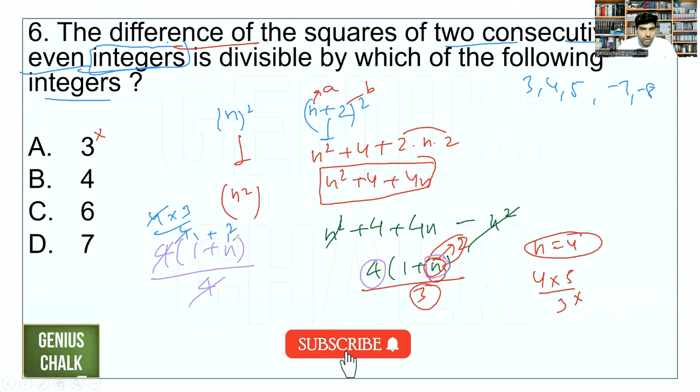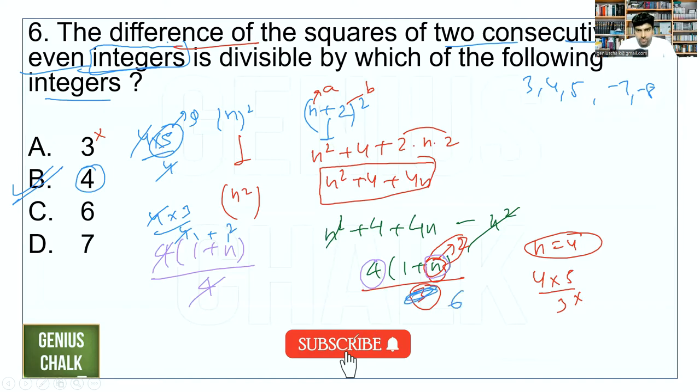You take n as 4, so 4 into 1 plus 4, 5. Because the 4 is cancelled, this will always give us remainder 0. So there is no need to check the further options. The answer is 4. Even if you check with 6, it is the same problem.